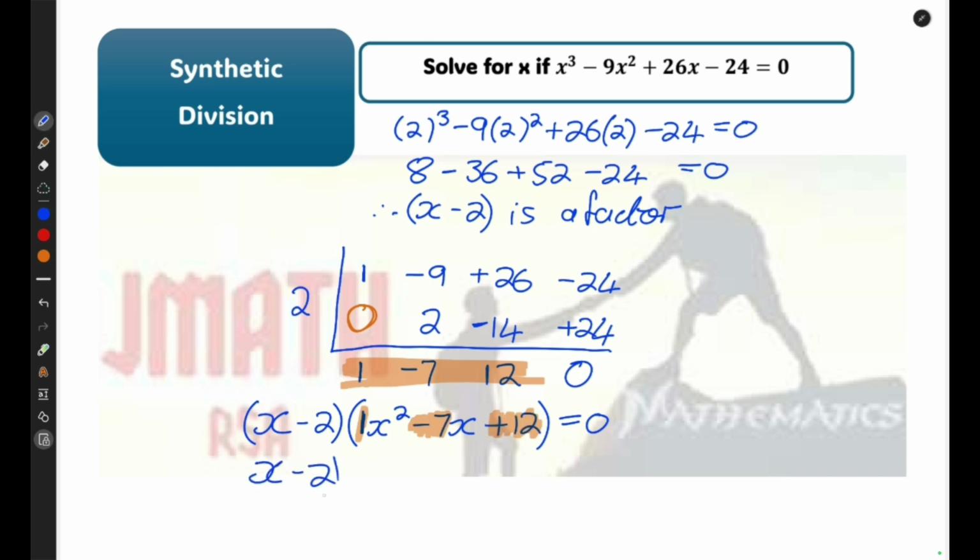So x minus 2, and then what times what gives me 12? It's 3 times 4, and if I add them, it gives me negative 7. So x minus 4 and x minus 3 would equal 0. So therefore, x equals 2, or x equals 4, or x equals 3.